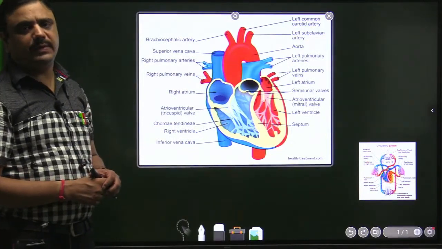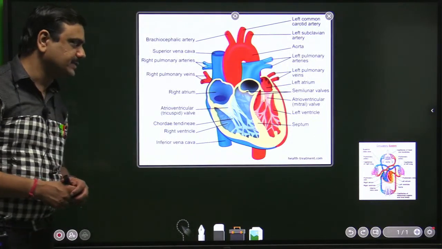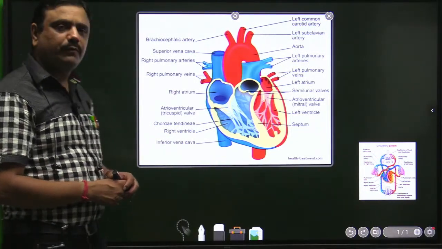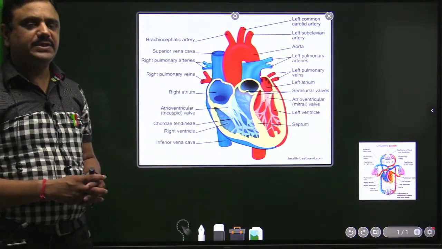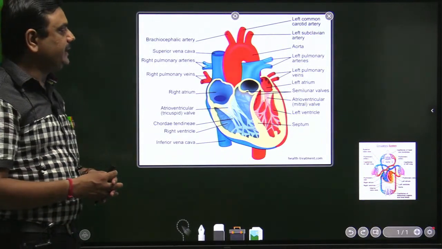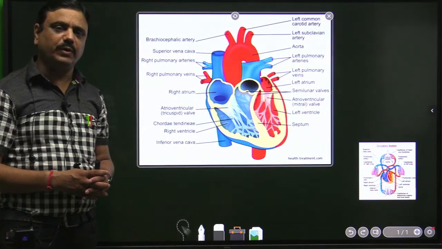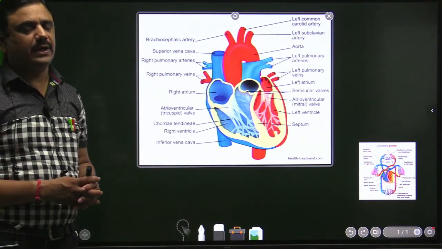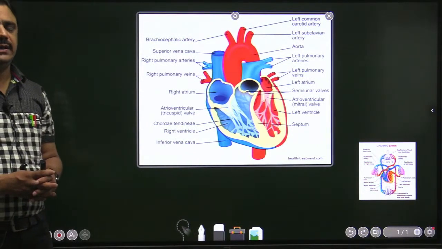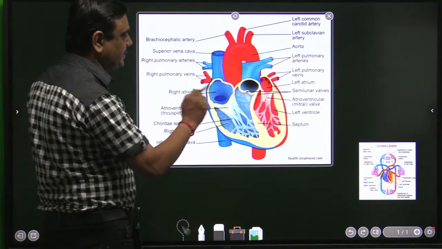We have 3 types of blood vessels: arteries, veins and capillaries. Arteries generally take blood away from the heart, meaning they carry blood from the heart to the other body parts, and veins bring blood into the heart, meaning from the body parts to the heart. Capillaries are small channels which serve as a link between arteries, the cells of the body, and veins. This was the structure of the heart.